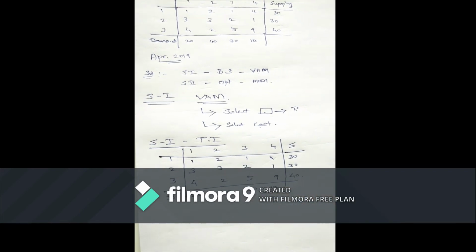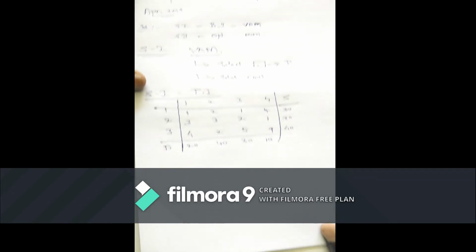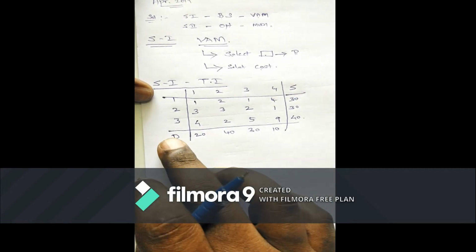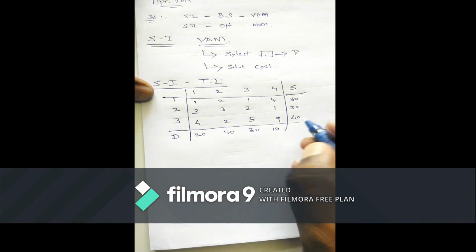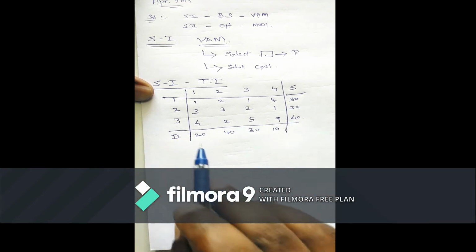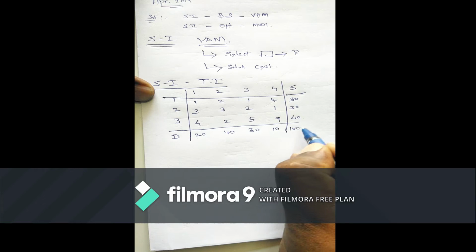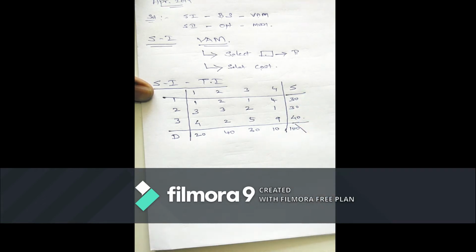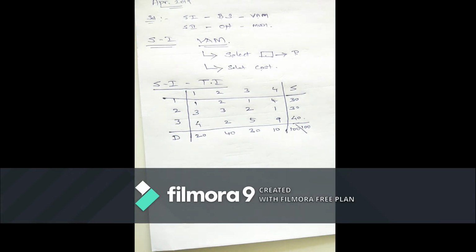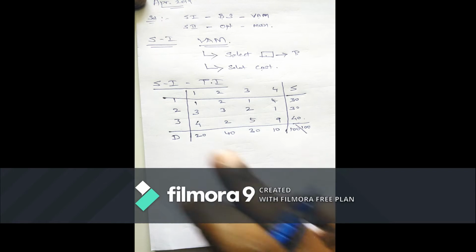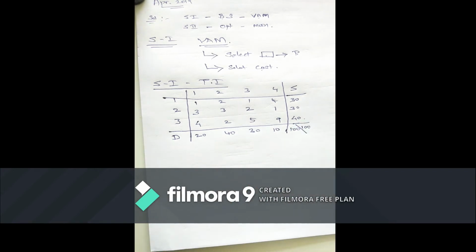Before starting the problem, first check the total of demand. It should be equal to the total of supply. What is the total of demand? 20 40 30 10, that is 100. The total of supply is also 100. So we can move on with the procedure. If it is not equal, that type of transportation problem is called an unbalanced transportation problem.